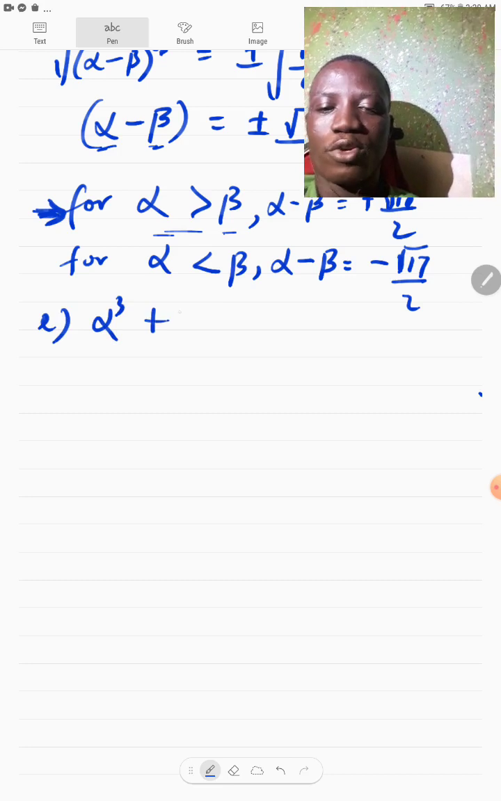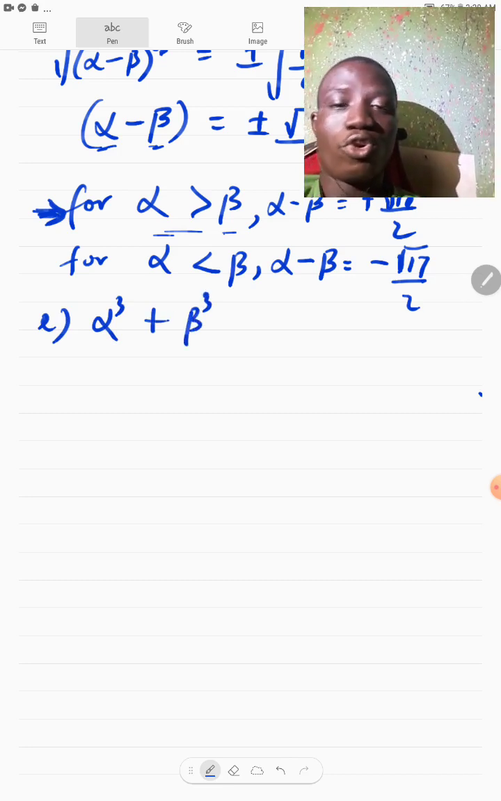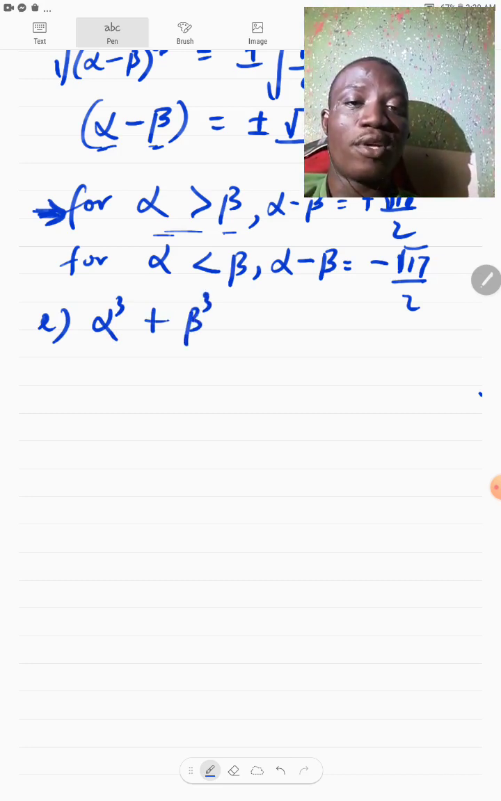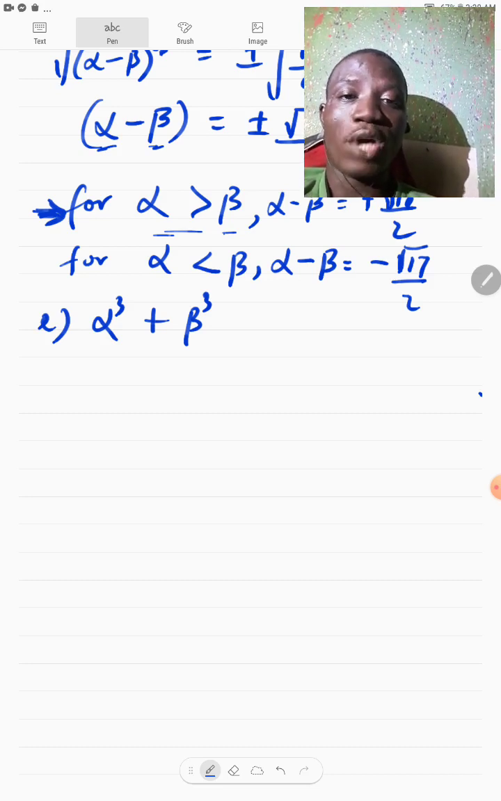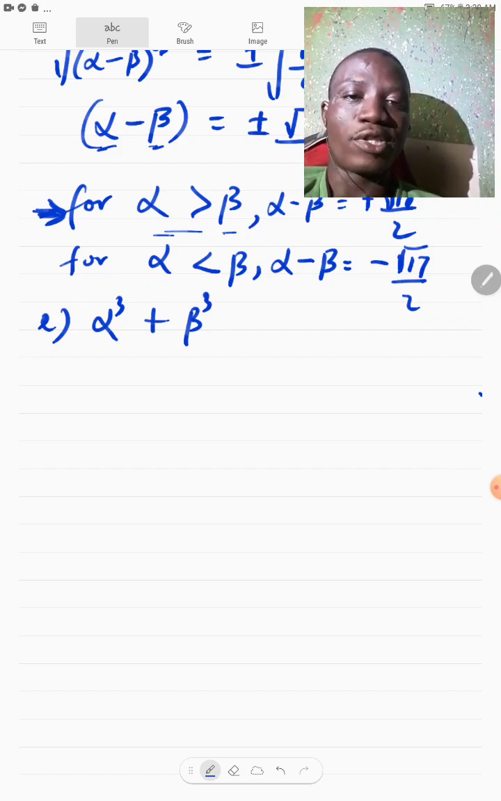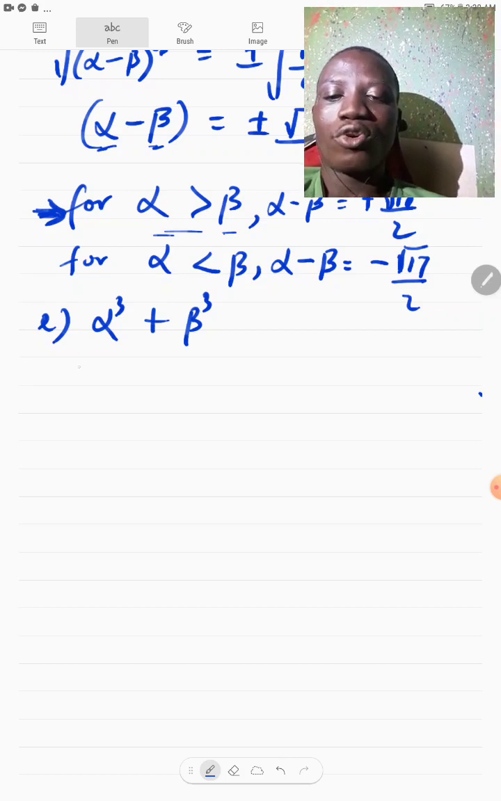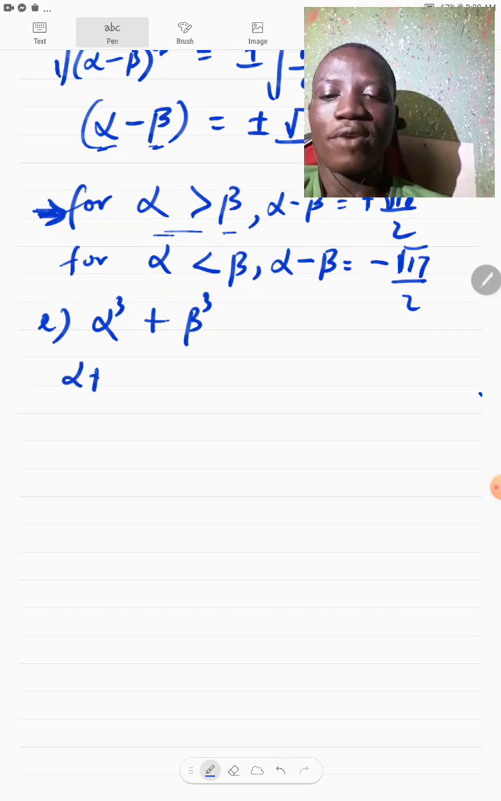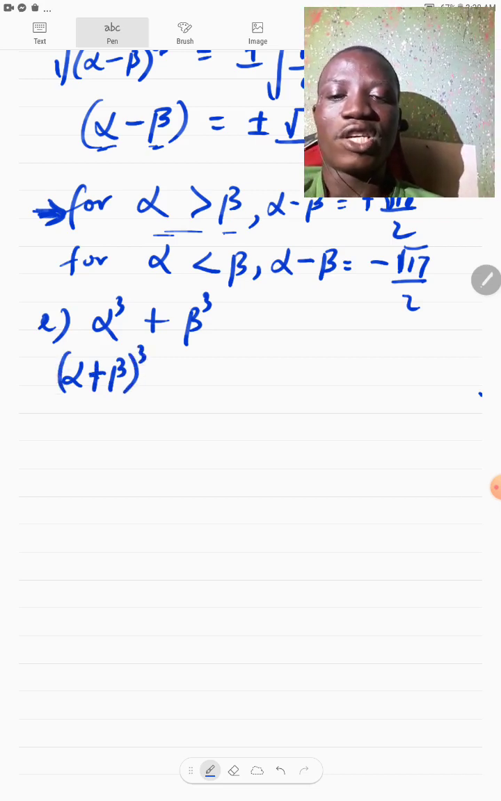Alpha cube plus beta cube. So in a previous video, I've actually shown you how to get an expression that will break this down, up until you have alpha cube plus beta cube being made the subject of formula. So let's try to actually record that skill now. So we can expand alpha plus beta cube, because that's the expansion that will give us what? Alpha cube plus beta cube.